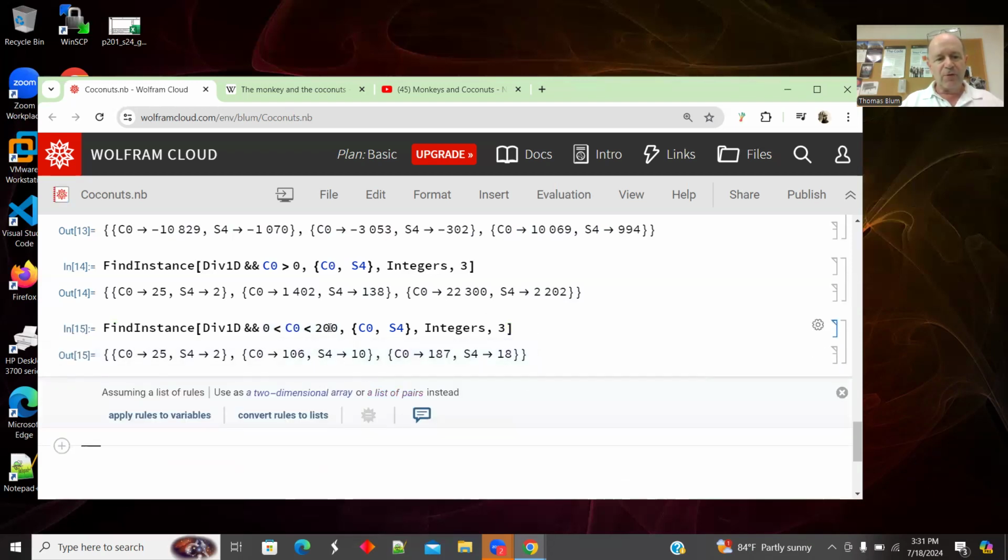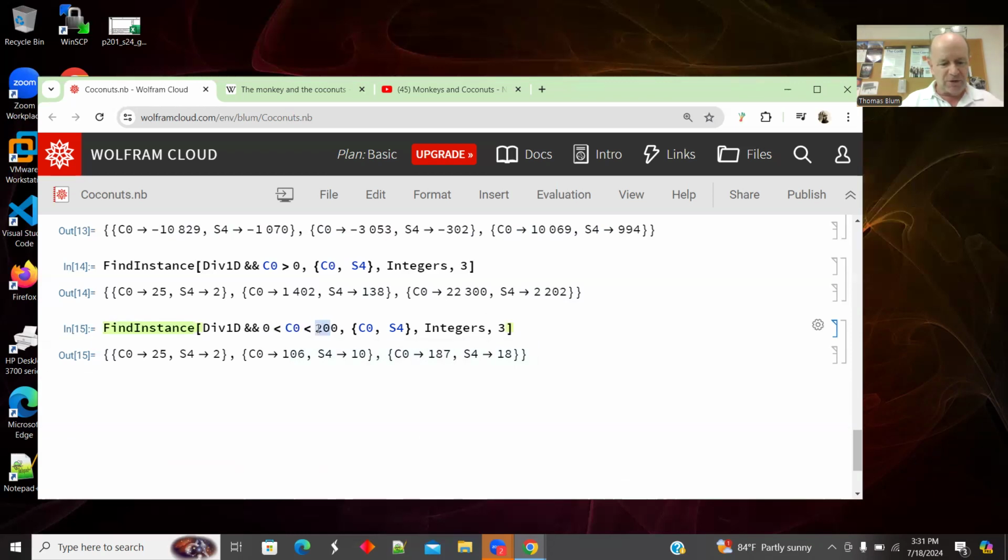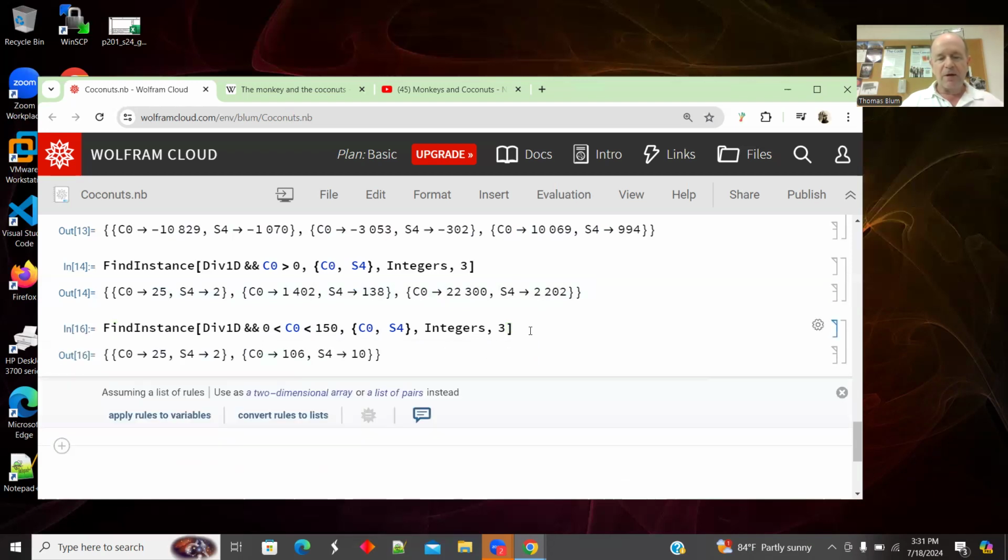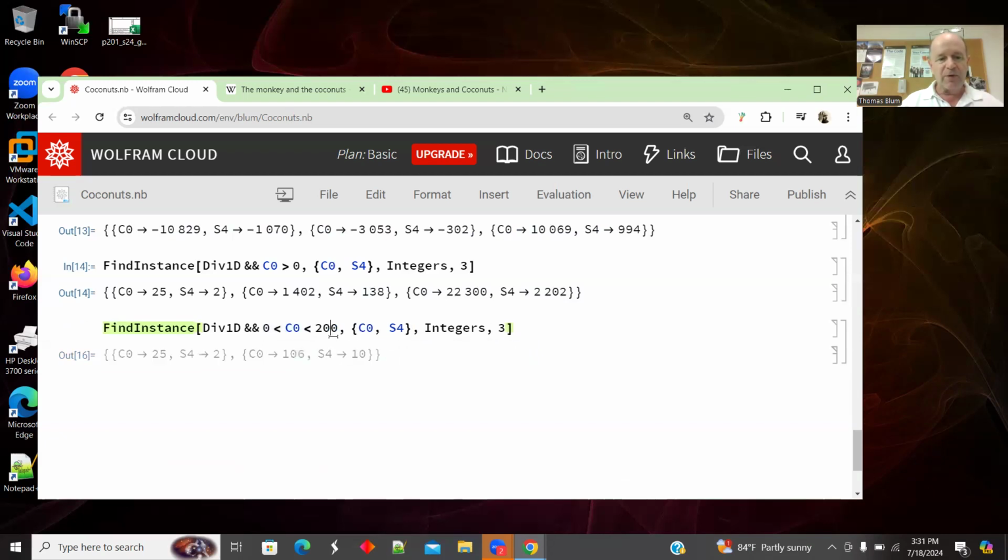What if I went over-restrictive? What if I said 150? What would it do then? It would just give me 2. I asked for 3, it would give me 2 in that case. Go back.